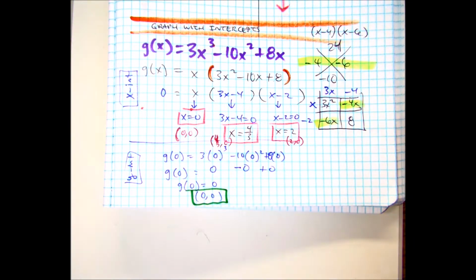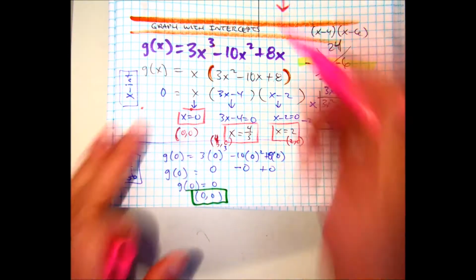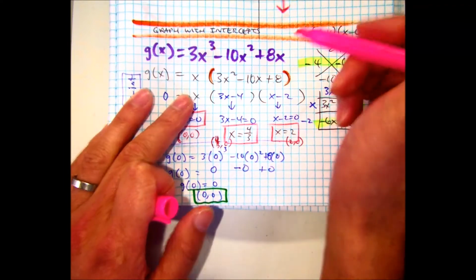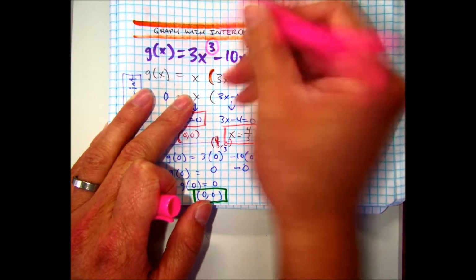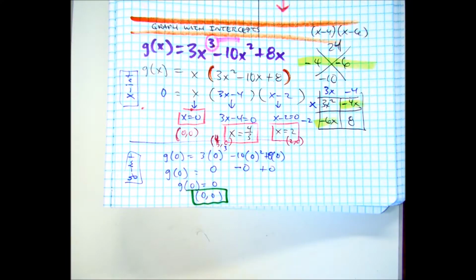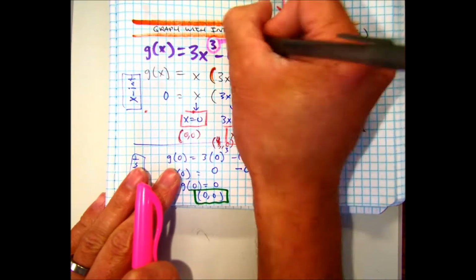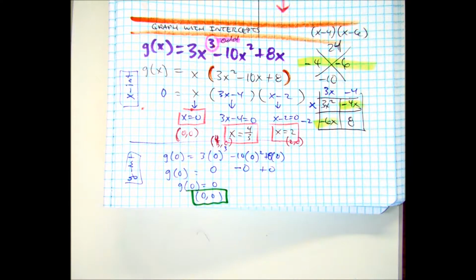Class, is this an odd or an even? Look at the highest power. What's the highest power? 3. The highest x one is a 3. This is odd. So think back to an x to the first, right? Y equals x. It's going to start down, end up.